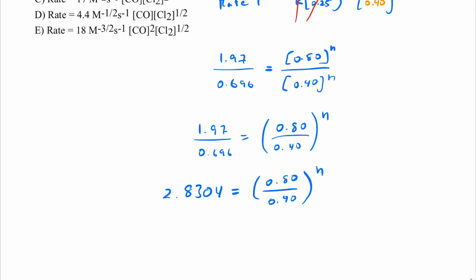Well, using our algebra skills again, if I take the natural log of both sides, the natural log of 2.8304 is equal to the natural log of 0.8 over 0.4 to the nth power. Well, let's just simplify this ratio here. 0.8 divided by 0.4 is going to be 2. So it's going to be the natural log of 2 to the nth power.